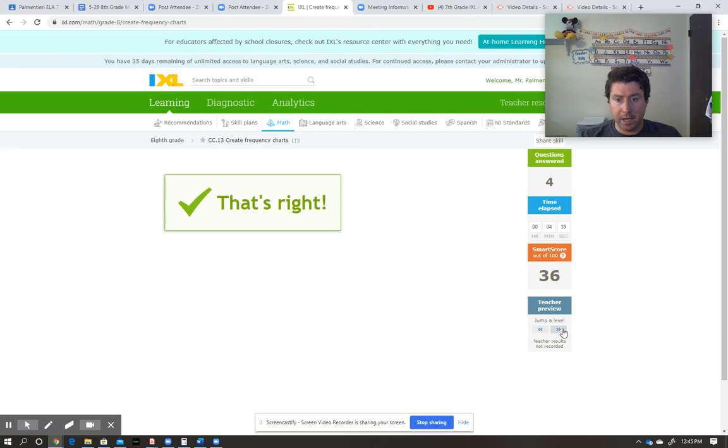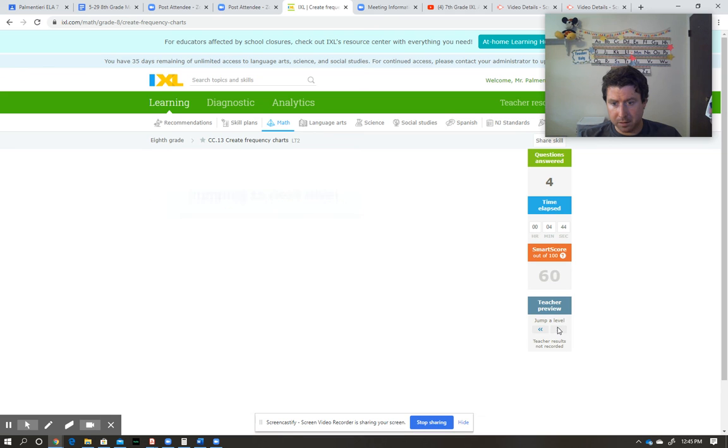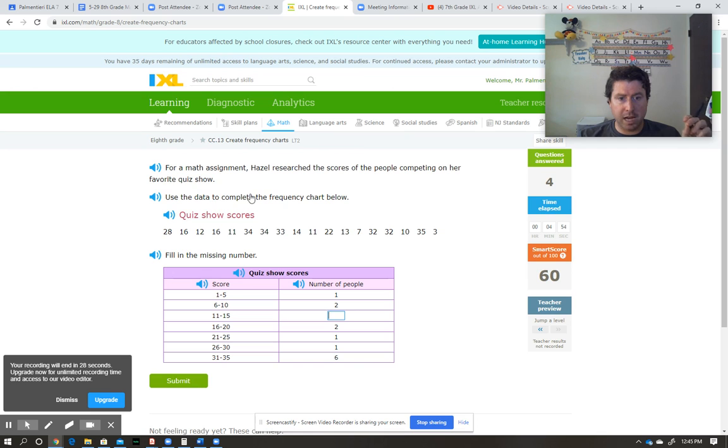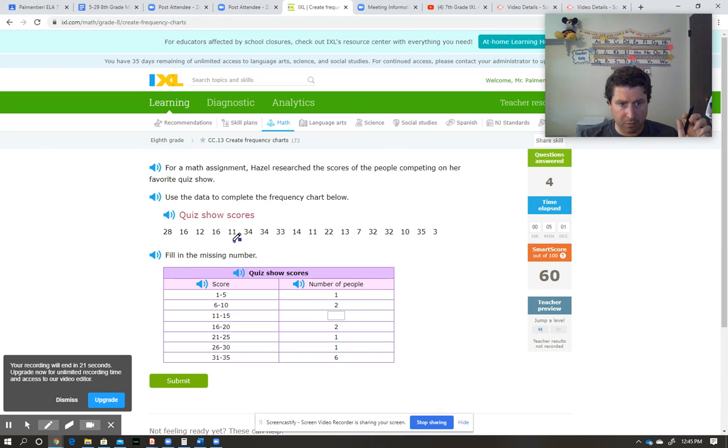Okay? All right. Now let me jump a level here. I'm going to make this a little harder for us. So there's really no difference here, but we can do this one real quick. It says use the data to complete the frequency chart below. So for the score 11 to 15, I have to find the numbers between 11 and 15. I have 20 seconds. So there's 1 number, there's 2, there's 3, 4, 5. So it looks like there's 5.